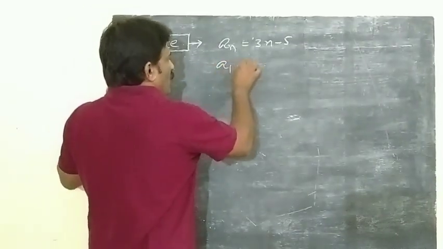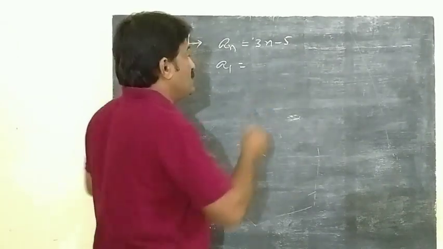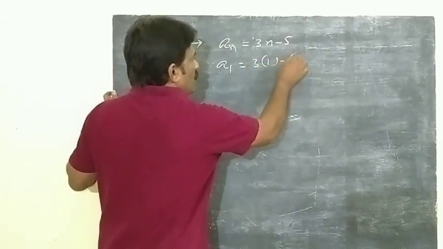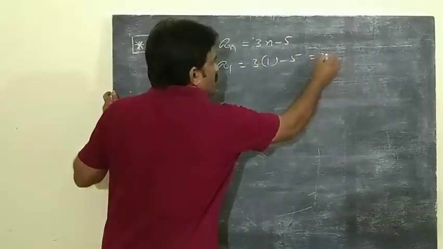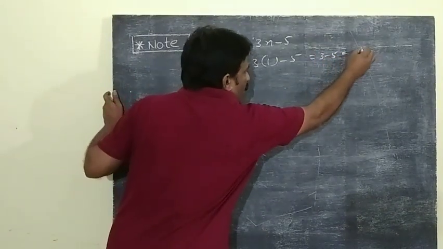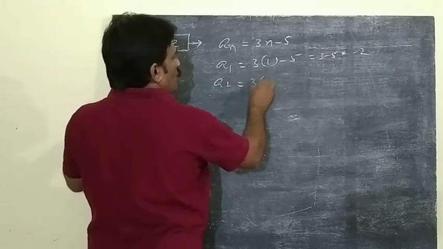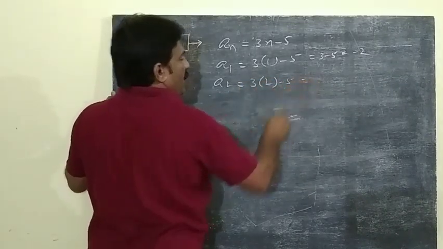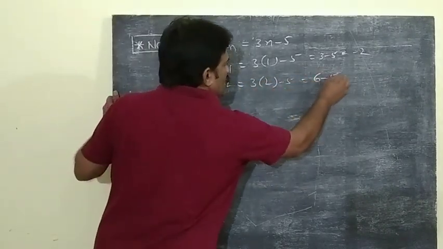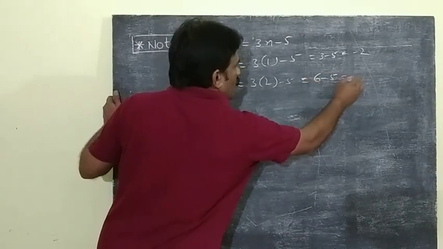Then, form the terms. a1 is equal to 3 into 1 minus 5, that is equal to 3 minus 5 is equal to minus 2. Then a2 is equal to 3 into 2 minus 5, that is equal to 6 minus 5 is equal to 1.